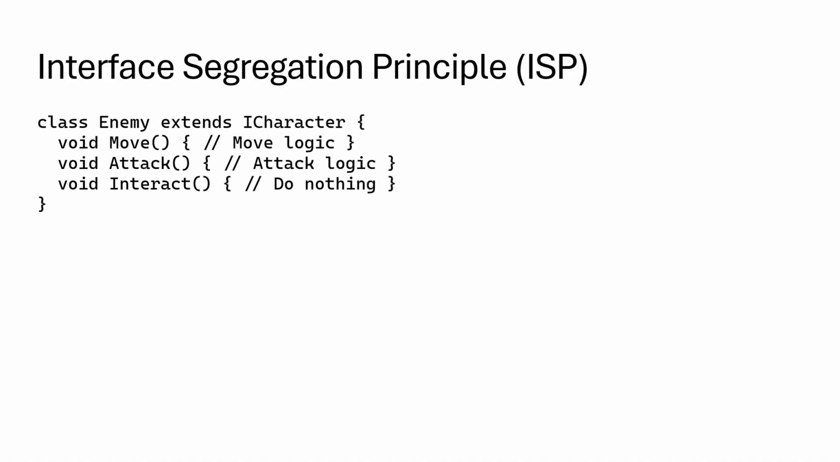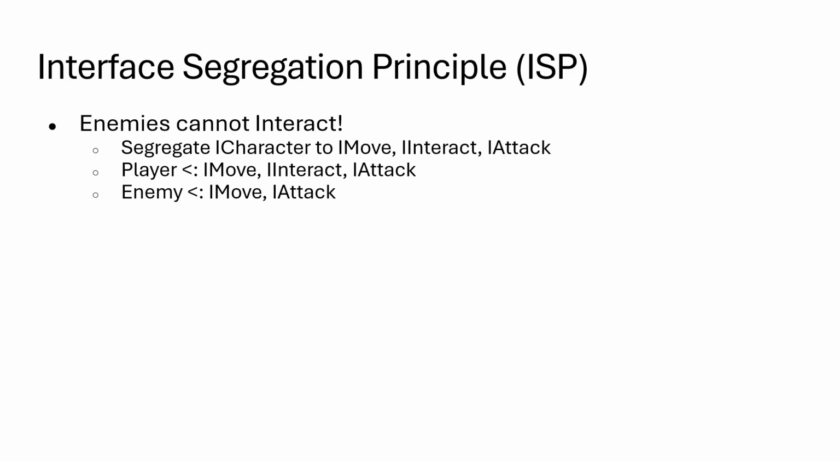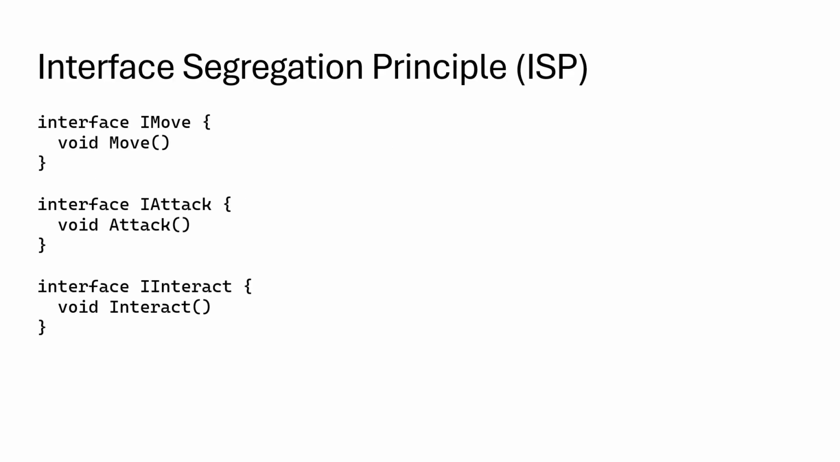So instead, what you should do is you segregate iCharacter into three different interfaces that are modular and atomic. We have iMove, iInteract, and iAttack, which handle each of these actions separately. Then you have your player that implements iMove, iInteract, and iAttack, and you can make your enemy only implement move and attack. Then you don't need to think about the interact code anymore. So it looks something like this. You have three interfaces, then you just inherit from them separately.